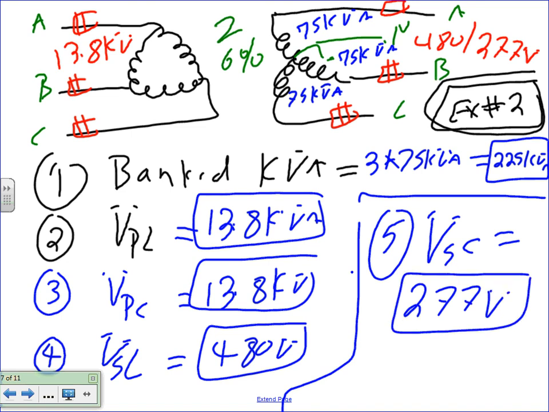You should be able to identify these voltages on the primary side and the secondary side of this transformer. Any question? Piece of cake. Up to this point, piece of cake. There's no calculation, just identifying the components of the system. Any question? Okay, can I move to the next one?